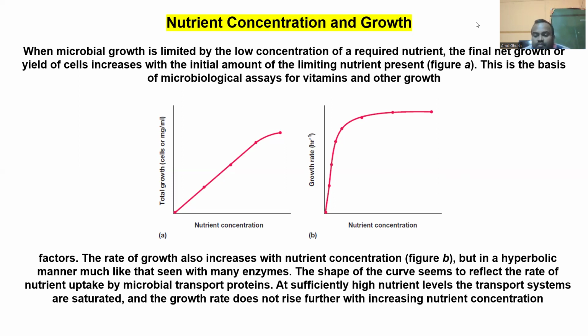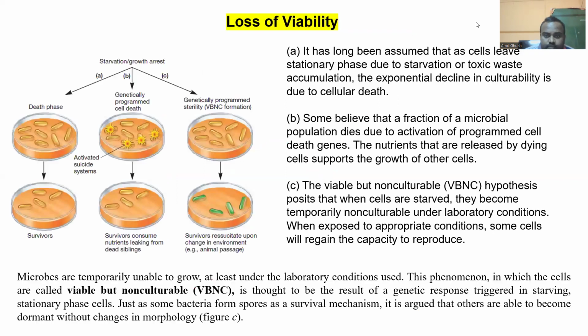The shape of the curve seems to reflect the rate of nutrient uptake by microbial transport proteins. At sufficiently high nutrient levels, the transport systems are saturated, and the growth rate does not rise further with increased nutrient concentrations. This is the significance of panel B, and this is the overall effect of nutrient concentration on microbial growth.